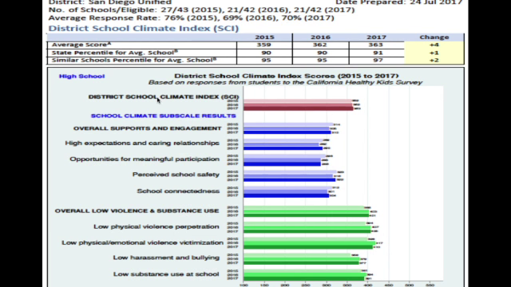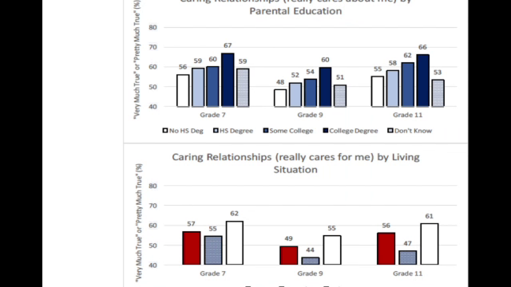And again, for the high school, just like on the middle school, it gives a district school climate index, and it's broken down by all these subscales. And here are just a few snapshots of some bar charts and data regarding specific questions. So when it's asking about the topic of caring relationships, does someone really care about me? And it's broken down by parents' education level. Here we'll just look at 7th grade as an example.